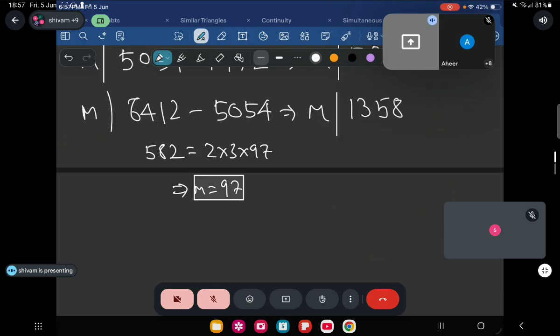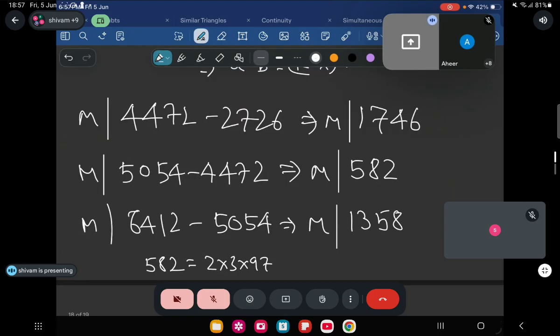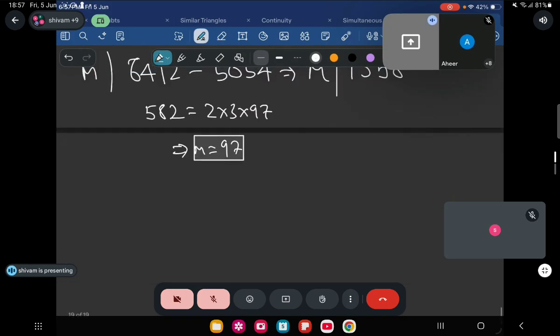But still, if you feel that you might have made some mistake, then you just divide the other numbers also by 97. I think it will be divisible. Understood my point? If you are having any doubt, let me know. I'll explain. Those who are online, is it clear?